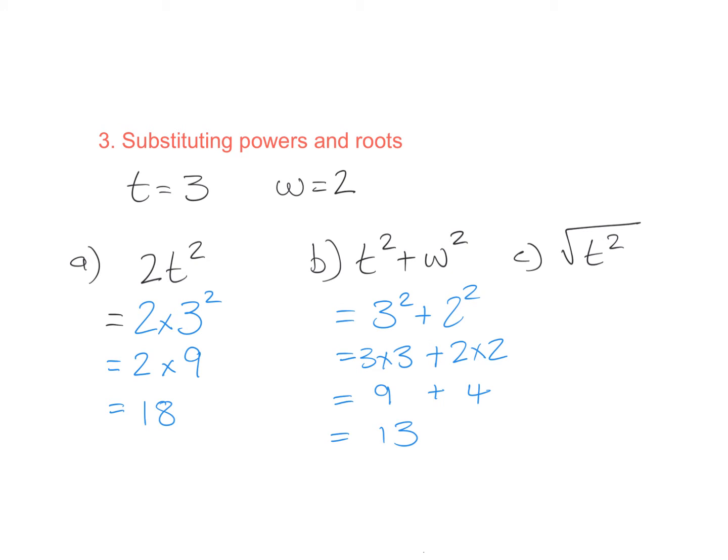And how did we go with c? Well, the first thing I'm going to do is leave my square root sign in, and then replace my pronumeral of t, which happens to be 3 squared. And I'm going to sort out my 3 squared, my indices, first. So that'll be 3 times 3. And we know 3 times 3 is 9. So therefore the square root of 9 happens to be 3. So that's how we go about substituting pronumerals and therefore evaluating the expressions.